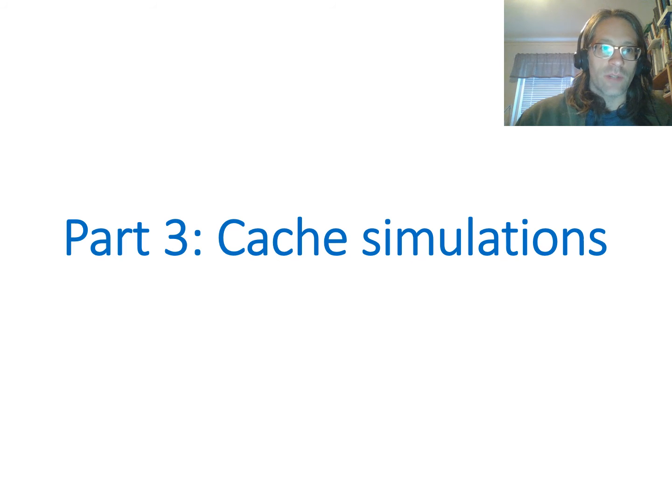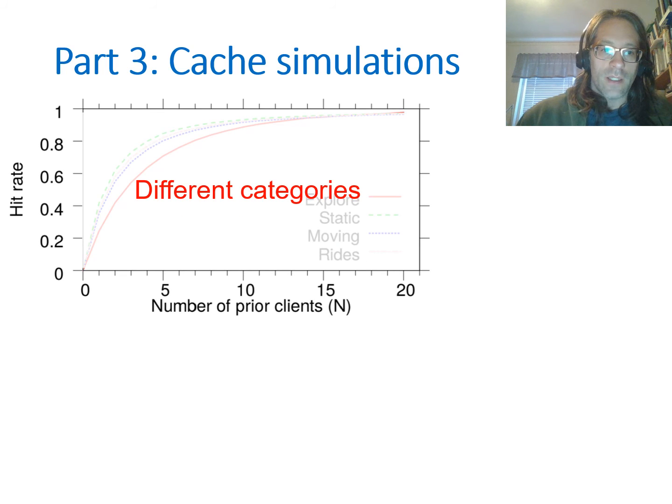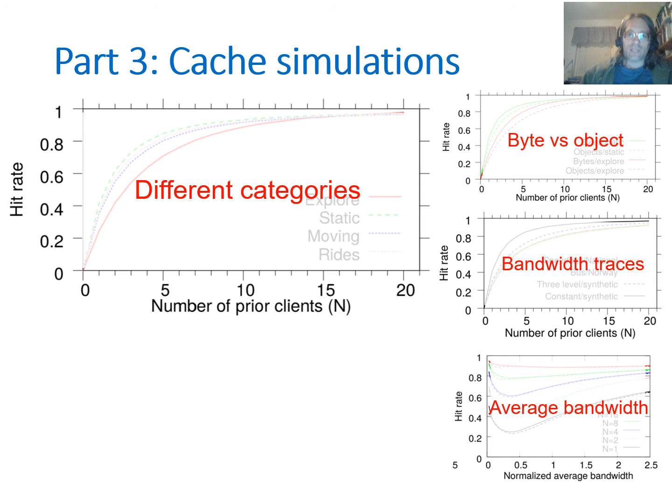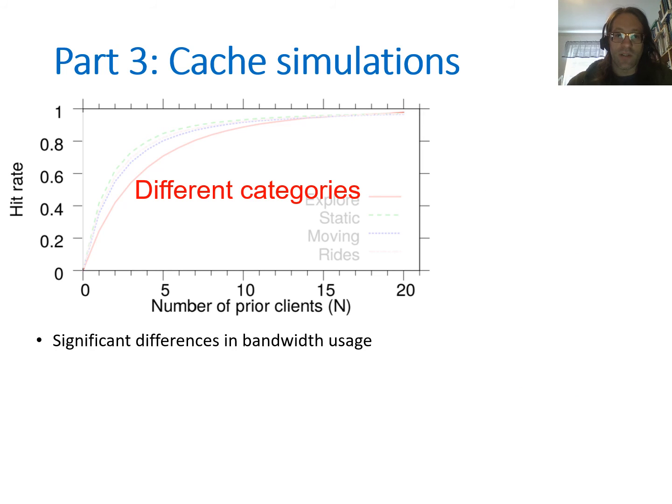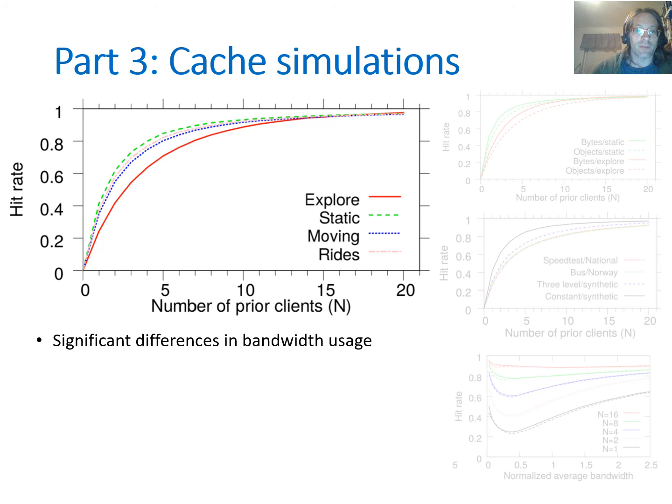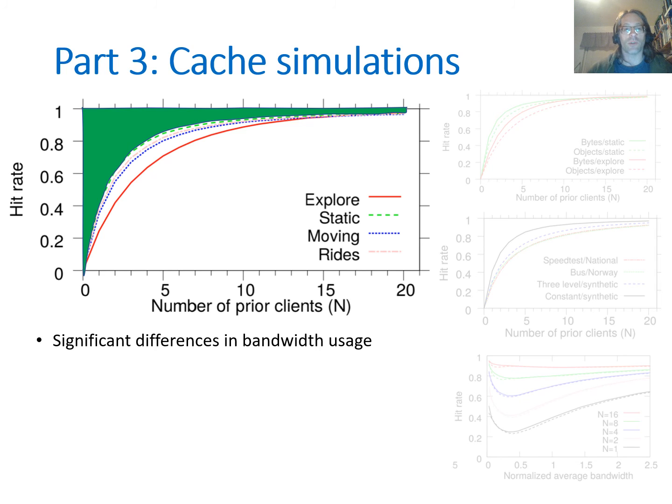Finally, in the third part, we run simulations. Here we compare the hit rates of videos of different categories, as well as comparison between bytes and object hit rates, differences between different types of bandwidth traces, and the impact of the available average bandwidth. In general, we saw significant differences in the bandwidth usage. For example, if we compare the hit rates between different categories, or perhaps better, let us consider the cache miss rates. So this is in some sense proportional to the external bandwidth usage that we see.